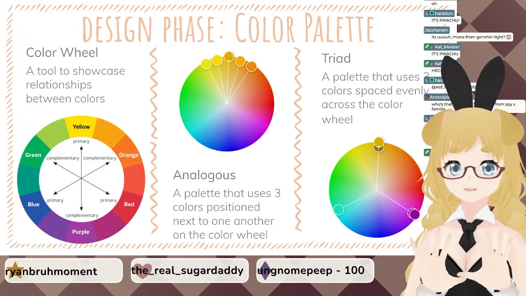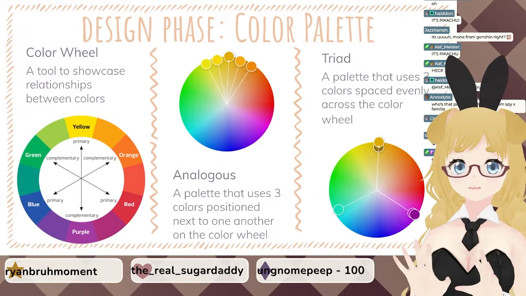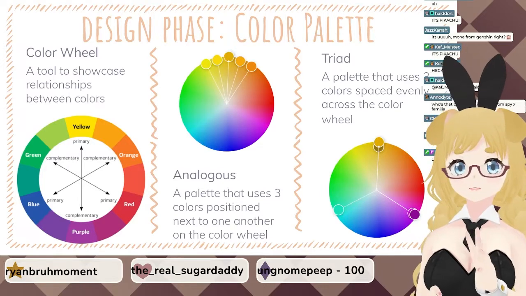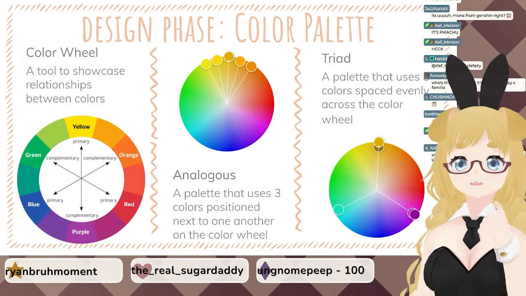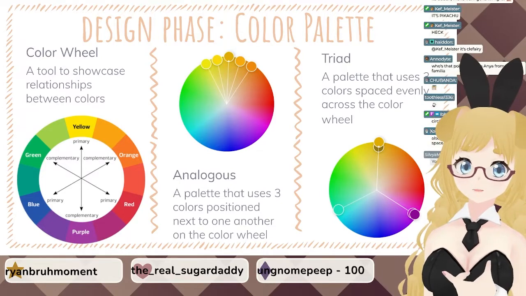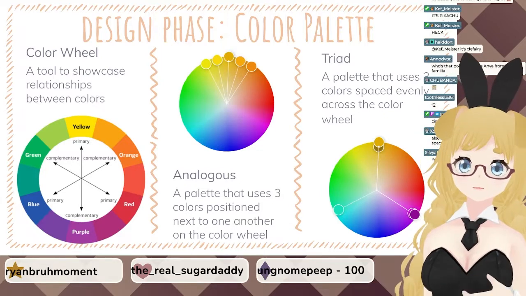All right, so quick color theory stuff. I'm not great at this. I'm gonna do my best. There are three colors that are used to make all of the colors, right? These are called the primary colors. These are yellow and red and blue. If you mix red and blue, you get purple. If you mix blue and yellow, you get green. If you mix yellow and red, you get orange.